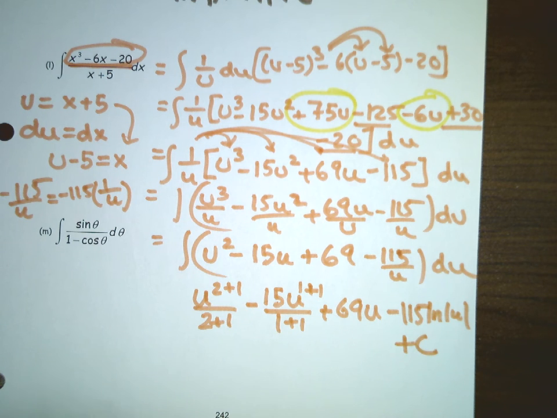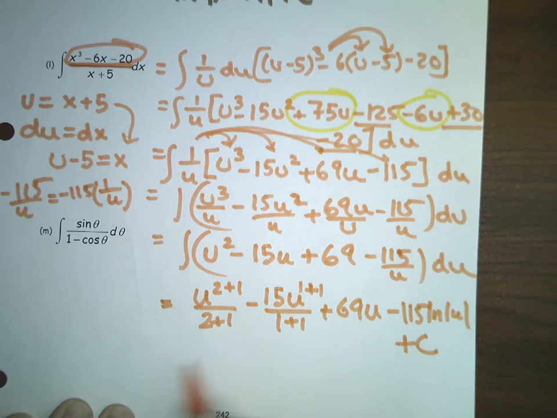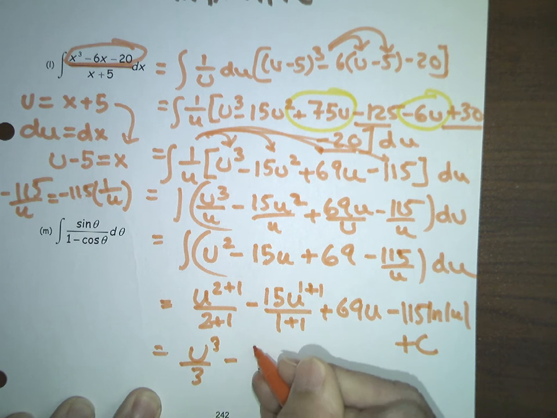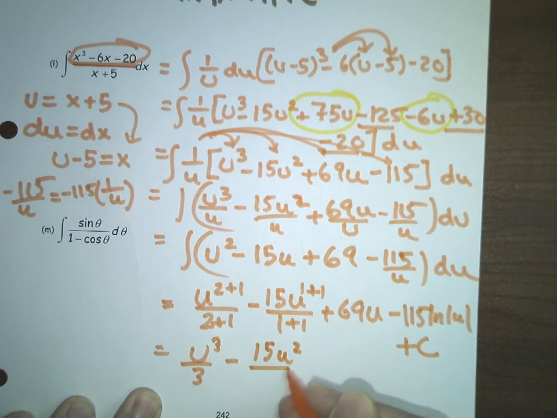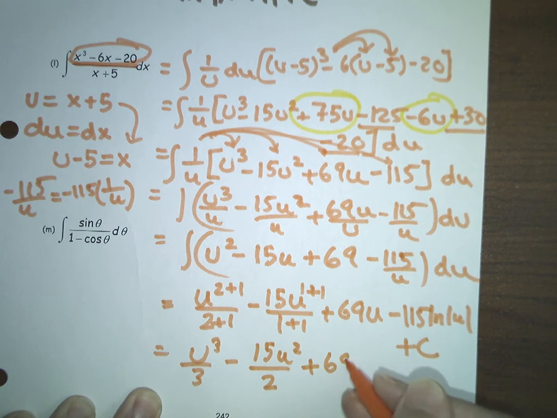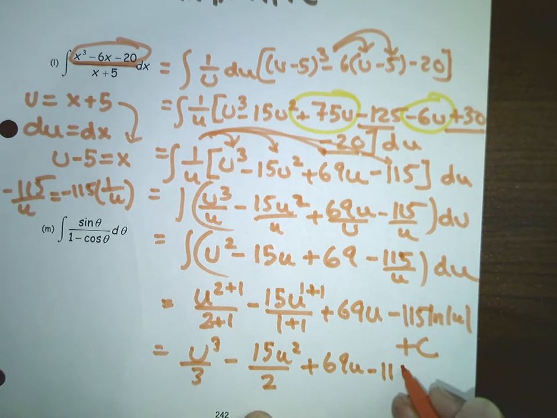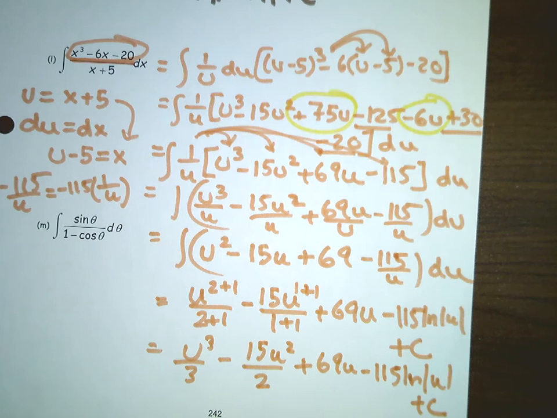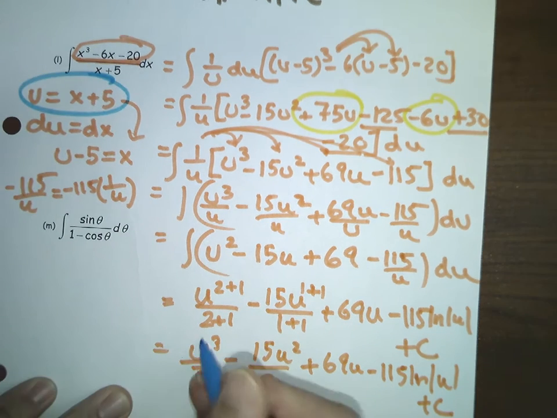So now, when I simplify this, I have u to the third over 3 minus 15u squared over 2 plus 69u minus 115 natural log of the absolute value of u plus C. And then I can substitute in the u, which was x plus 5.